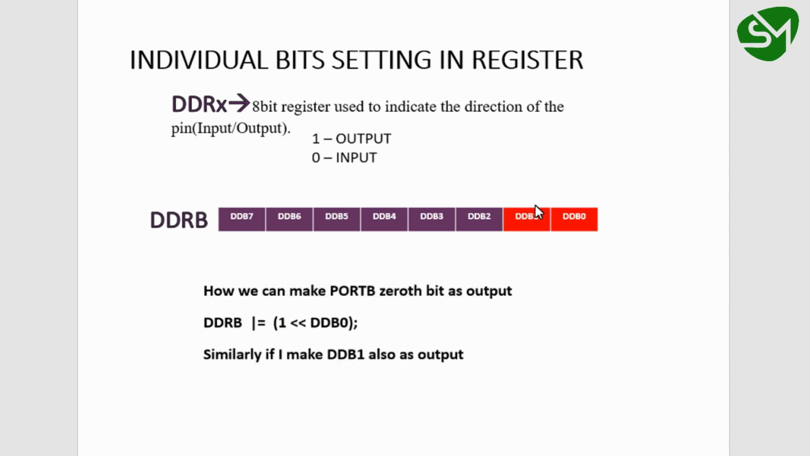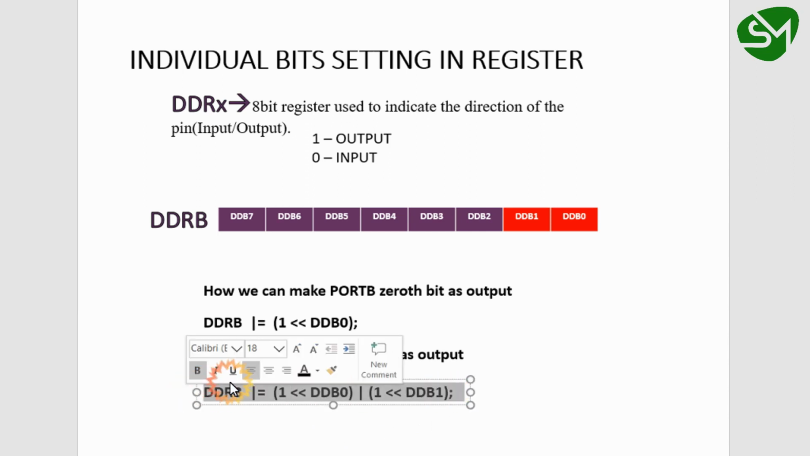Similarly, if I want this DDB1 bit also configured as output, I can just write DDRB OR equal to 1 left shift of DDB0 and then OR of 1 left shift of DDB1. So this line will set the DDB0 and DDB1 bits of the DDRB register, configuring these two pins as output. Like this, you can perform as many OR operations in a single line as possible.